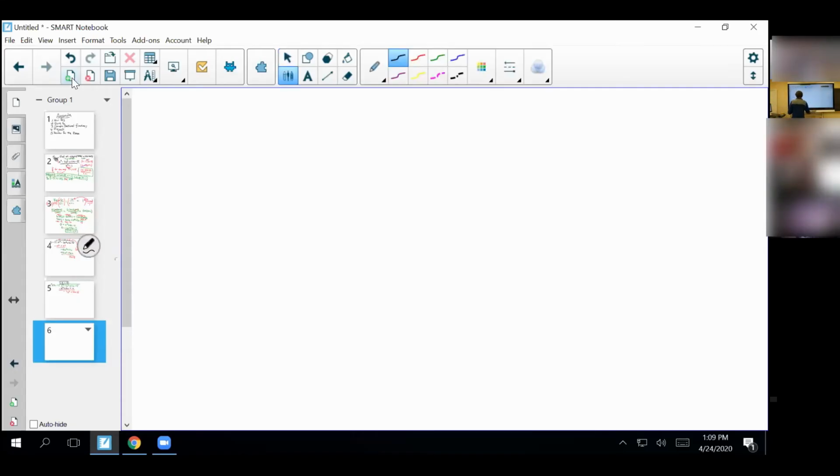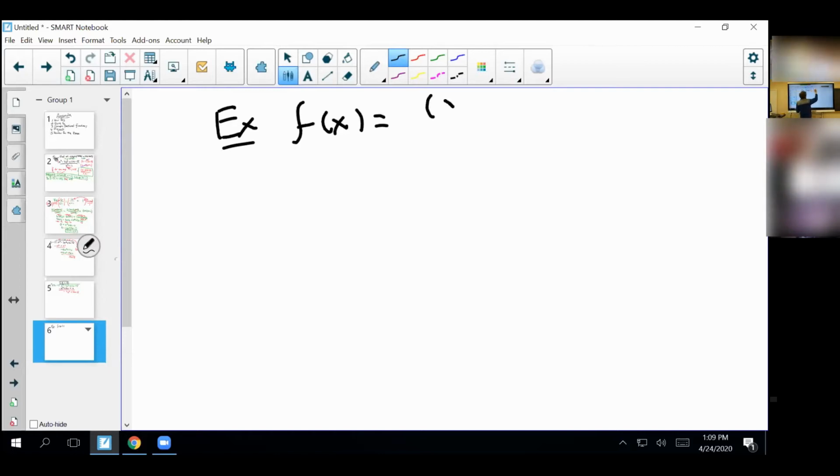And we've got, this is kind of the example I want to start with. So f of x is equal to (x plus 3) over (-1)(x minus 7)(x plus 10).